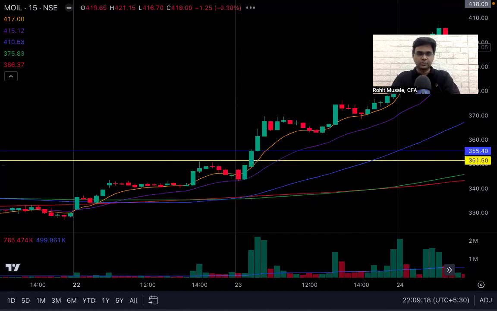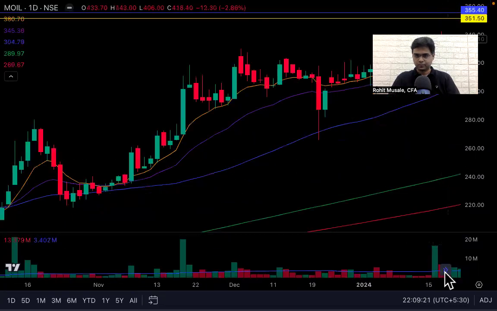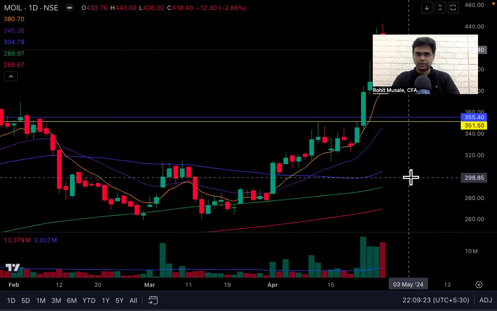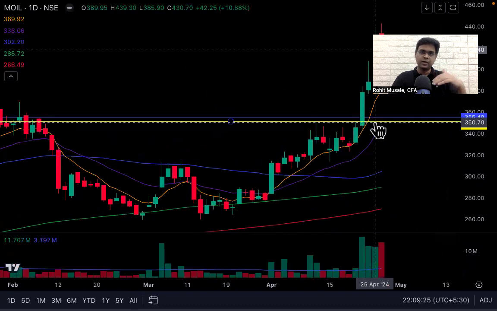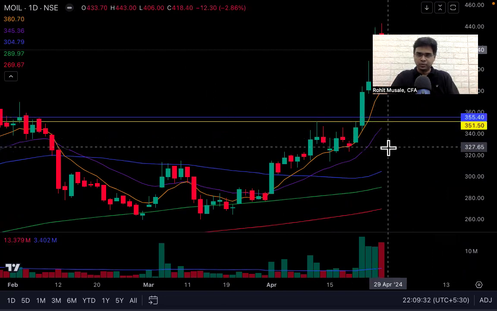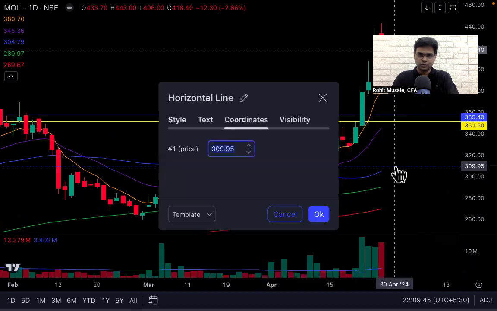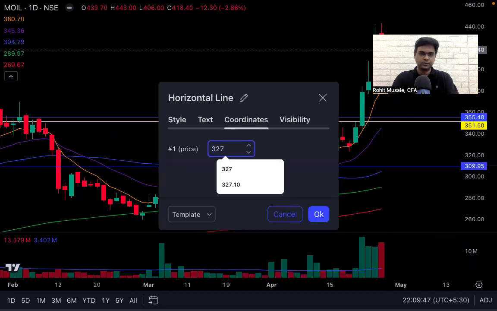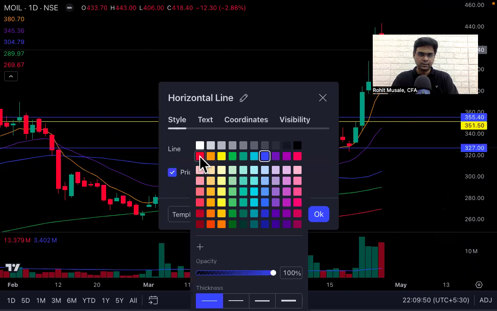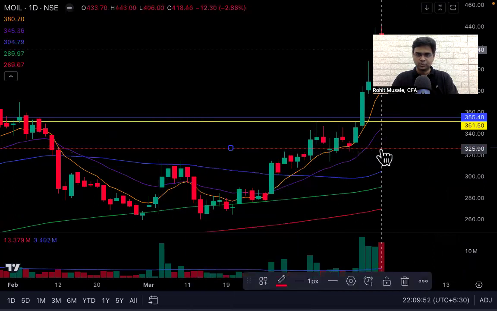Now my stop loss is 8%, because this is a swing trade. The yellow is where I plan to buy the stock. The blue is where I actually bought the stock. Okay. If we put a stop loss of 8%, that is 355.40 multiplied by 0.92, that is 327. I'm using this calculator. So let us draw my stop loss, 327. Let us give it red color. So this is my stop loss.